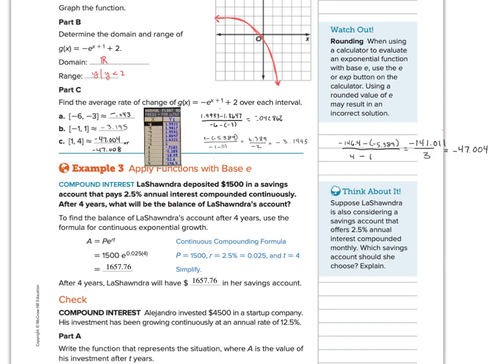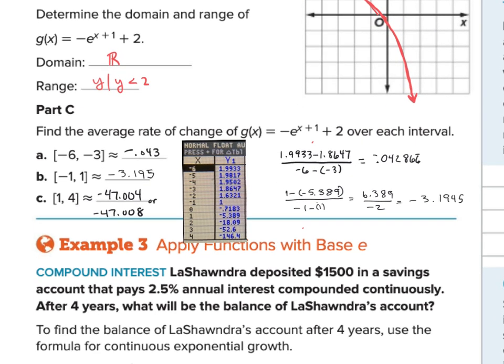Okay, so when you plug those values in using the slope formula, let's see what I have. Got to remember that a negative times a negative is a positive. So the first one ends up at -0.042866 repeating. Round that one up to -0.043. This rounds up to a 3.